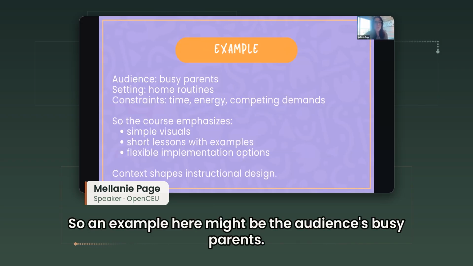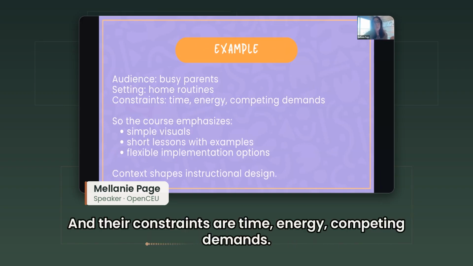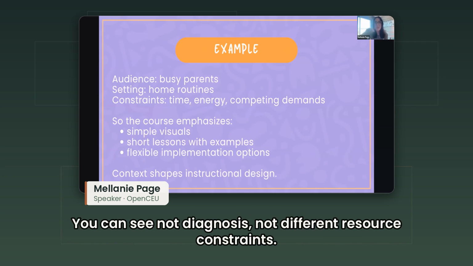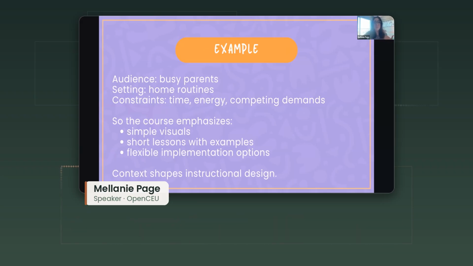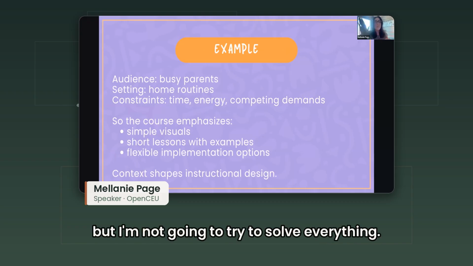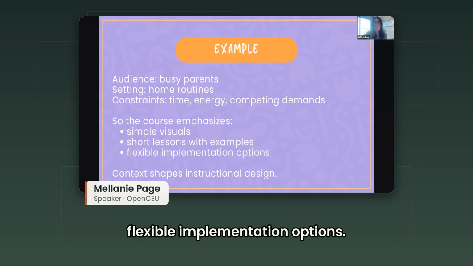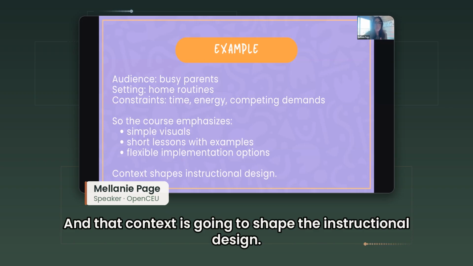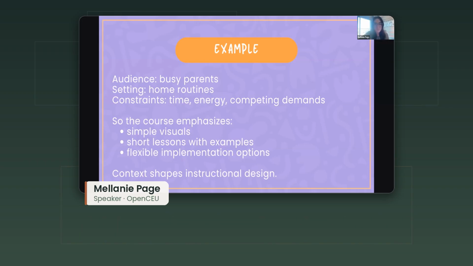So an example here might be, the audience is busy parents. They're working within the home on their routine, and their constraints are time, energy, competing demands. You can see, not diagnosis, not different resource constraints. These are the things that I'm working to address. And these will be addressed in my course, but I'm not going to try to solve everything. And so this course emphasizes visuals, short lessons with examples, flexible implementation options, and that context is going to shape the instructional design, and it's going to keep me aligned and on track.